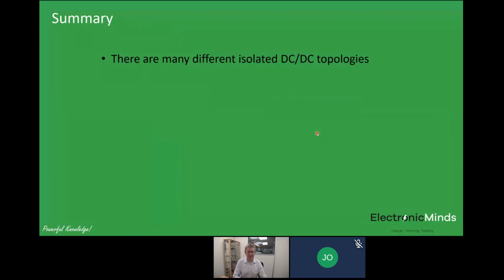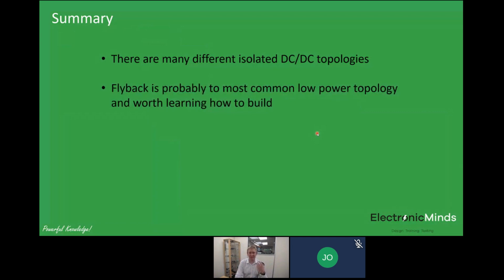as I've said, there's many different types of isolated DC to DC converter topologies, all best suited for different sorts of applications. And I've just chosen two today, which I think are two of the most useful. The flyback topology is really the most common low power topology you might find. It's a very effective way to perform low power isolated DC to DC conversion. So that's definitely worth learning. The LLC is an incredible topology.